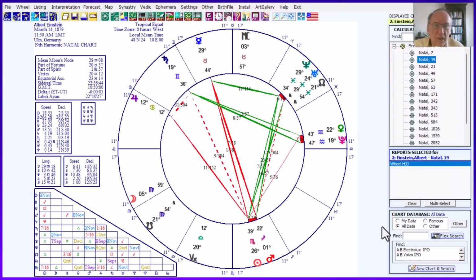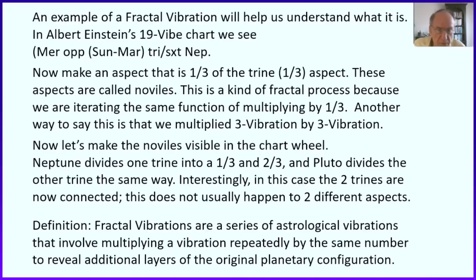There's our normal wheel showing the usual kinds of aspects astrologers use. Again, we have the Sun-Mars conjunction, opposition Mercury, making trines and sextiles to Neptune. And this other trine looks completely separate, but it's not. When we add the noviles, the thirds of the thirds, we saw that they were all connected together, making a larger planetary configuration. Okay, back to the PowerPoint.